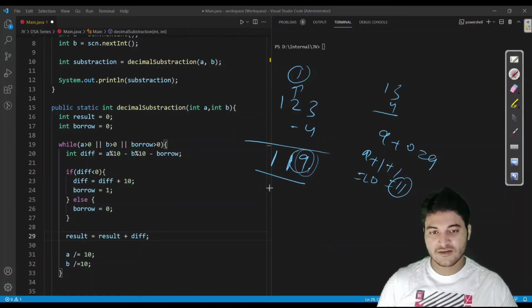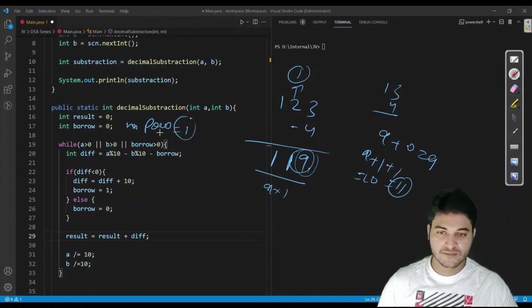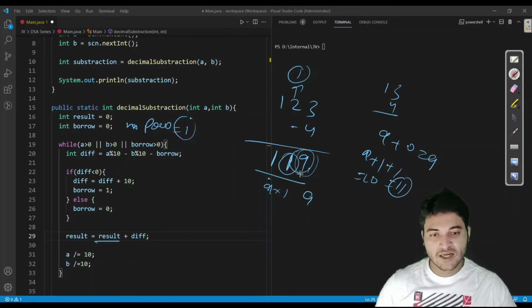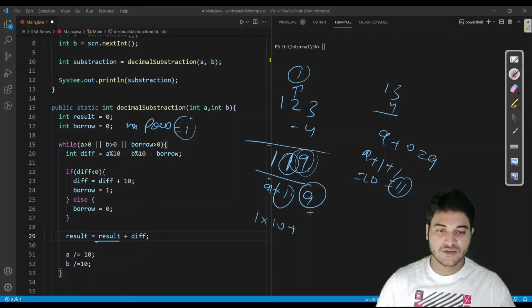Let's say in this case in 9, so 9 into 1. Let's say initially the multiplication, or I used to take the variable as power, which is 1. So 9 into 1 is 9, plus the previous result, which was 0. So 9 plus 0 is 9, and in this case we would get 1. So we would multiply 1 with 10. Like previously we had multiplied 9 with 1, but this time we would multiply 1 with 10. So 1 into 10 plus the previous result, which is 9. So this would give you 19.